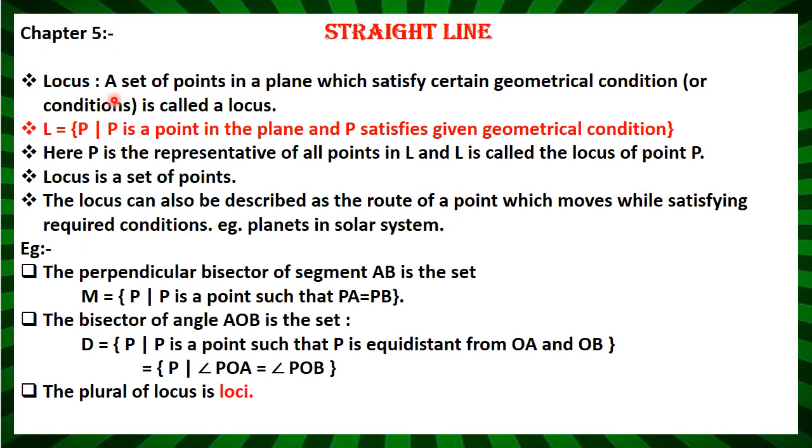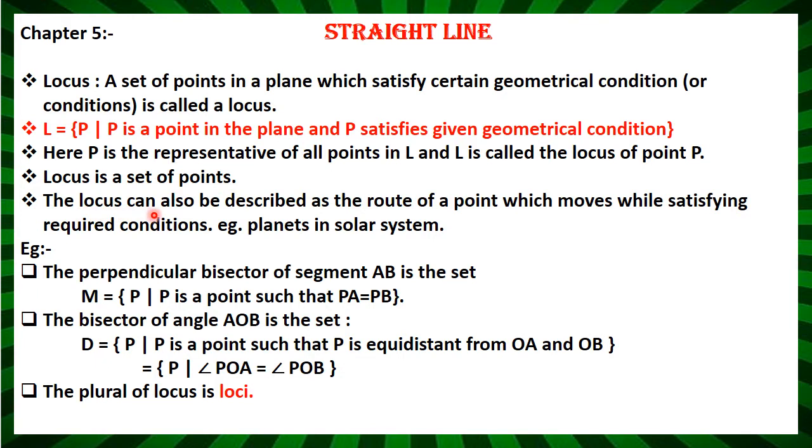First one, locus. Locus means a set of points in a plane which satisfy certain geometrical condition or conditions. We can describe this in set builder form, that is L is equal to the set of all P such that P is a point in the plane and P satisfies the given geometrical condition. Here P is the representative of all points which satisfy the conditions. So L is called the locus of point P. Now locus is a set of many points.